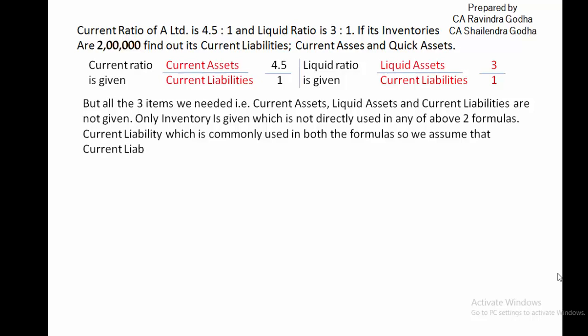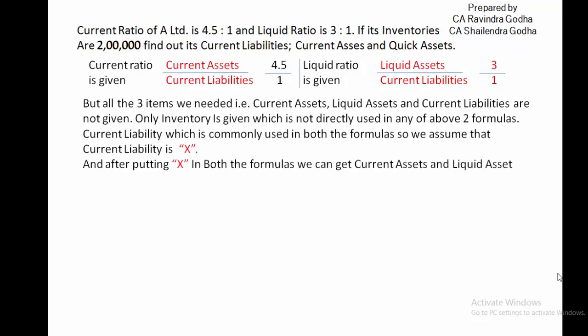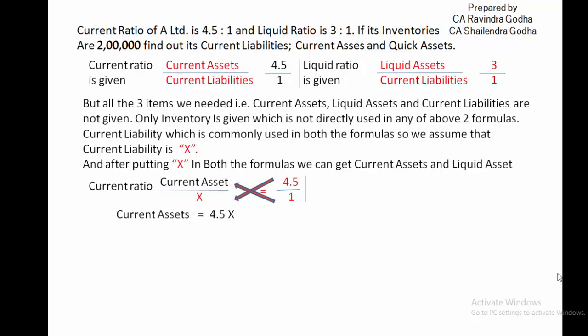So we assume that current liabilities are X. After putting X in both formulas, we can get current assets and liquid assets in the following way. Current ratio: current assets divided by current liabilities, which we assume as X, is equal to 4.5:1. By cross multiplying, we get current assets equal to 4.5x.